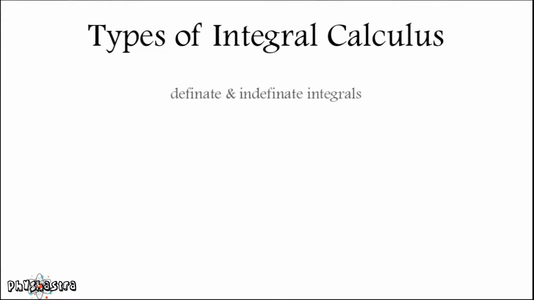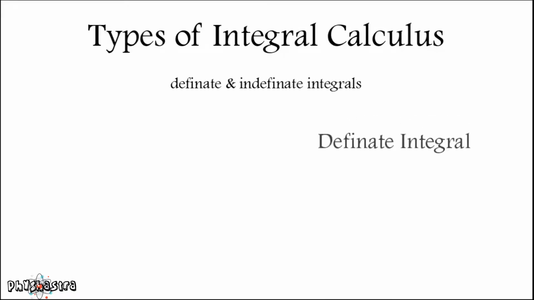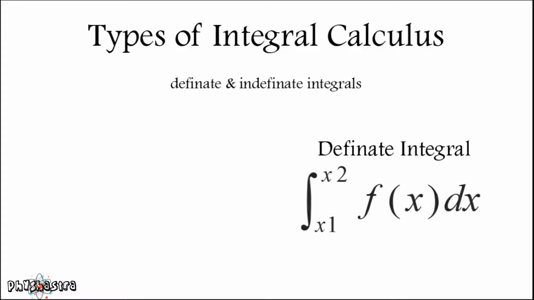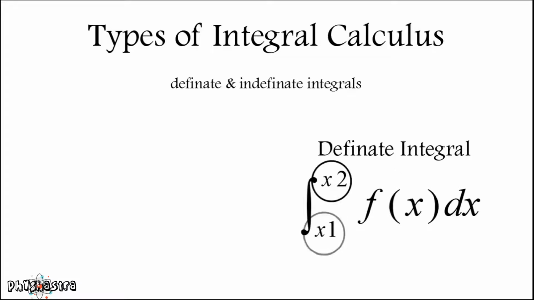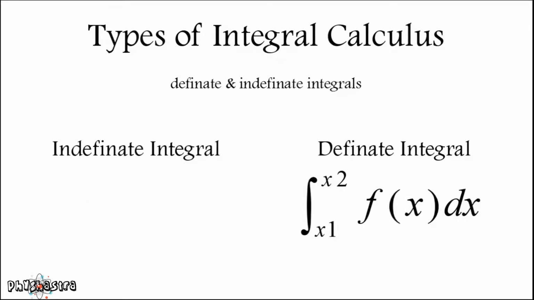There are two types of integral, definite and indefinite. They are as simple as they seem. For definite integration, the area under the curve can be found within the limits, and for indefinite, not so limited, to find the integration of the function f of x.